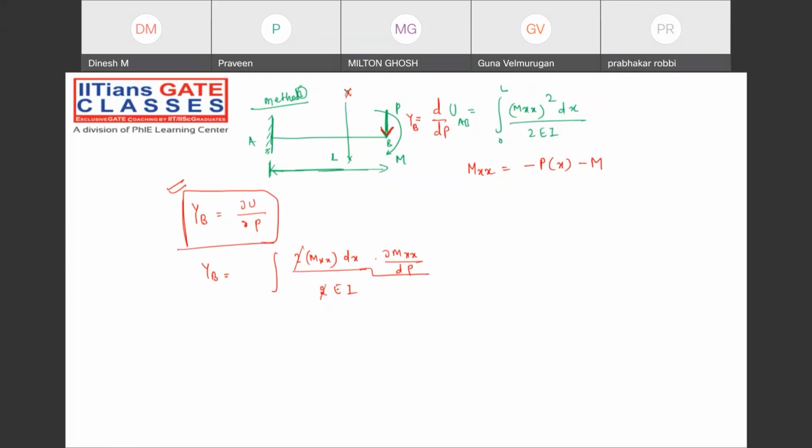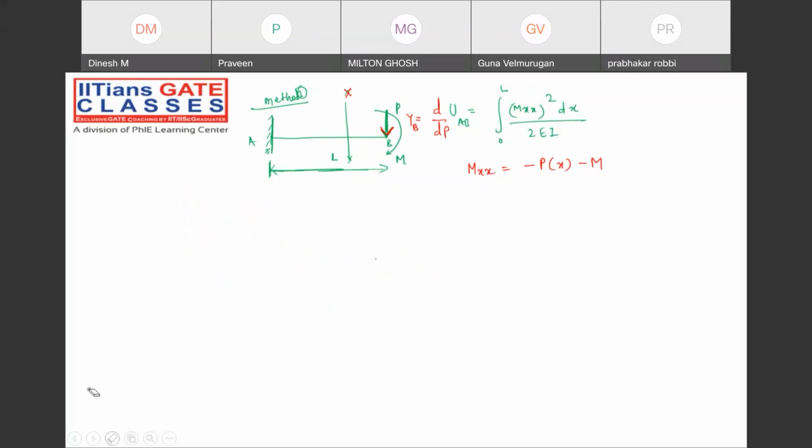Or instead of that, to avoid the confusion, I can just stick to the method. Afterwards, we will see the shortcut. Because first of all, you must be familiar with the method actually. So instead of just jumping toward the shortcut, let me explain the full method. Mxx will be this particular thing.